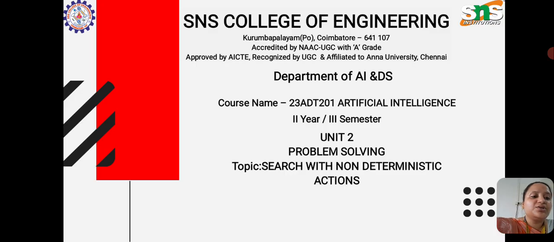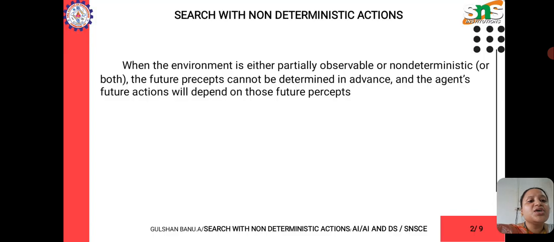So in today's video, we are going to see what is search with non-deterministic action. Non-deterministic is something which you have not determined in a very effective manner, and you have to search the process in that non-deterministic actions. Okay. Now, what is search with non-deterministic actions?